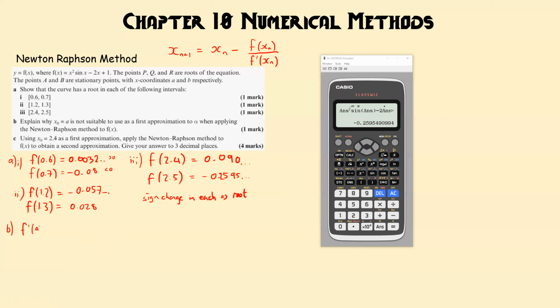Let's just do f dash of a equals 0, and I'll put in brackets stationary point. And can't divide by 0. That'll do for us. Part C, use 2.4 as our first approximation and apply it to obtain a second approximation.